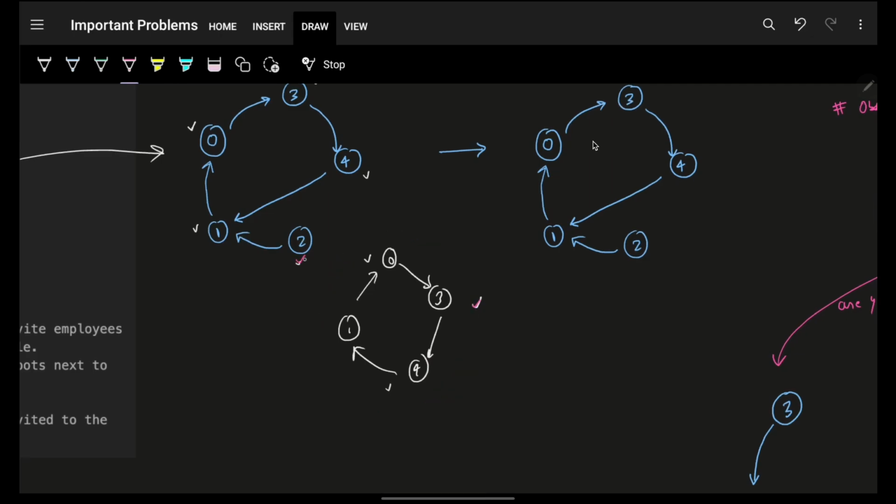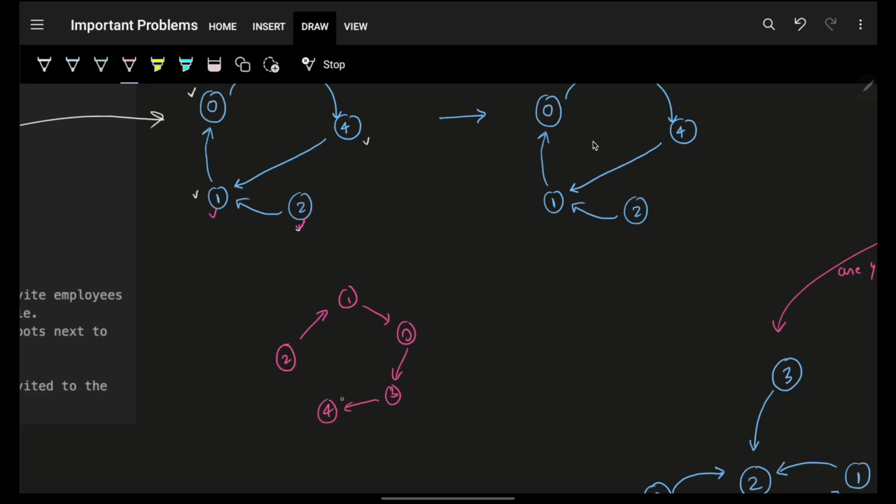Let's say I want to have a 2 here. In that case, I will be having a 1. If I have a 1, I need to have a 0. If I have a 0, I need to have a 3. If I have a 3, I need to have a 4. If I have a 4, I need to have a 1. As I try to have a 1, it will start violating, because I cannot have 3 neighbors for one node.